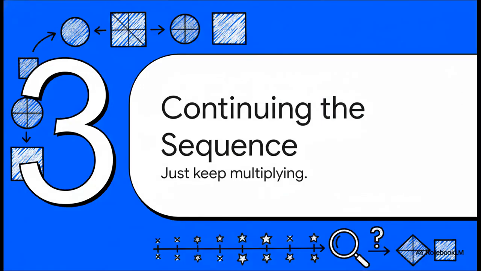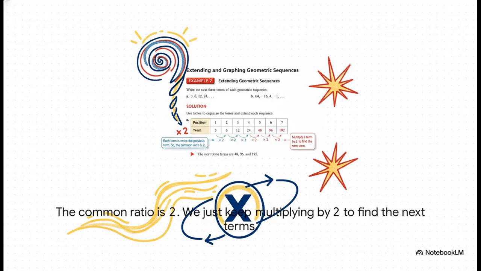Okay, so we're getting pretty good at spotting these things. What's the next step? Well, how about we try to continue the pattern? Once you've got that common ratio, you basically have the keys to the kingdom. You can predict exactly what's coming next. This is a perfect example. We've got 3, 6, 12, 24. You can see the common ratio is 2, right? So what's the next number? We just keep the pattern going. 24 times 2 is 48, and the one after that, 48 times 2, which is 96. You just keep multiplying by that ratio.